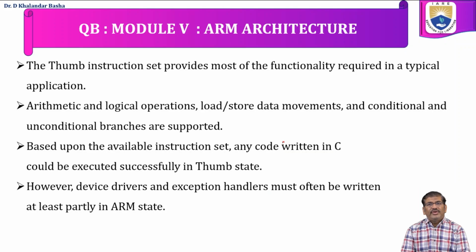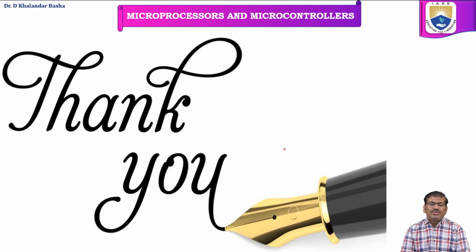But narrowing to 16-bit instructions does offer memory advantages. The Thumb instruction set provides most of the functions required in a typical application. The arithmetic and logical operations, load, store, data movements, and conditional and unconditional branch instructions are supported in Thumb mode. Based upon the available instruction set, any code written in C could be executed successfully in Thumb state. However, device drivers and exception handlers must often be written at least partially in ARM state. So in this session, we have discussed the questions related to module 5, which is the ARM processor.